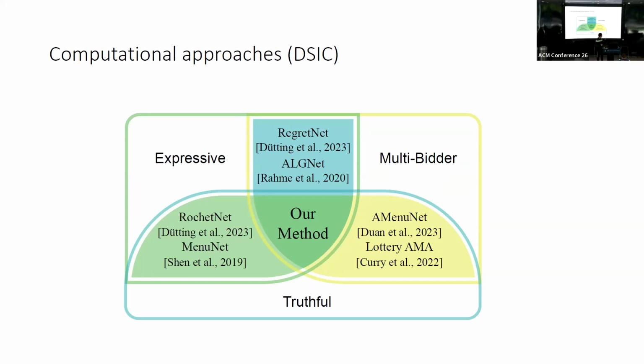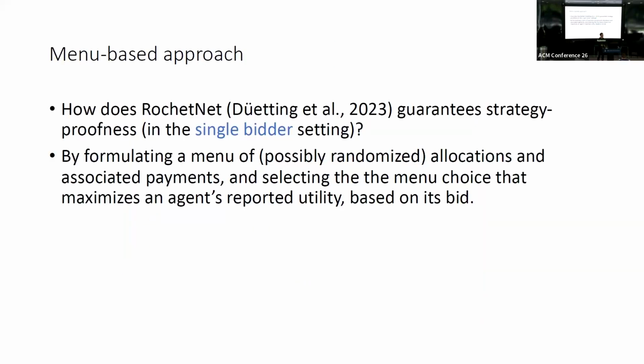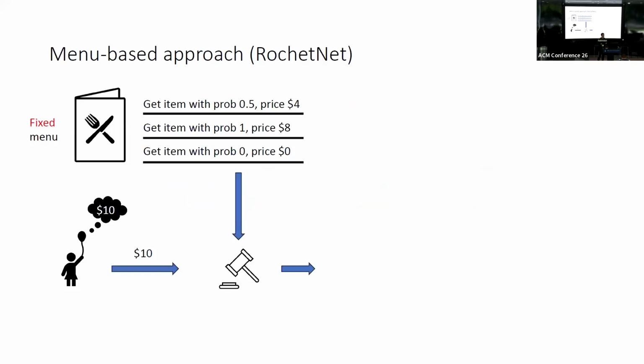So we really want the middle of this picture, that is both expressive, multi-bidder, and fully strategy proof. And this is what our GemNet does. At a higher level, we start by asking ourselves the question: how does RochetNet guarantee strategy proofness? The way that RochetNet guarantees strategy proofness, and RochetNet only works in the single bidder setting, is they adopt the menu-based representation. Here's a quick overview of what the menu-based approach is.